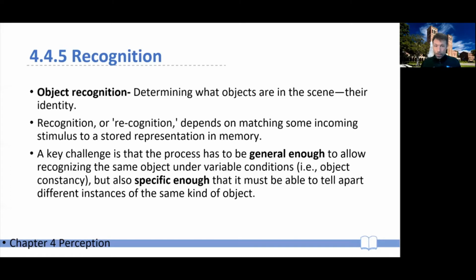On the other hand, you want your system to be specific enough to be able to recognize two different instances of the same kind of object. So you want your system to be general enough to tell that those first three pictures were all the same goat, even though you were seeing them under different viewing conditions. Whereas the last image, it is the same kind of object. It still is a goat, but it happens to have a different identity. It's a different goat.